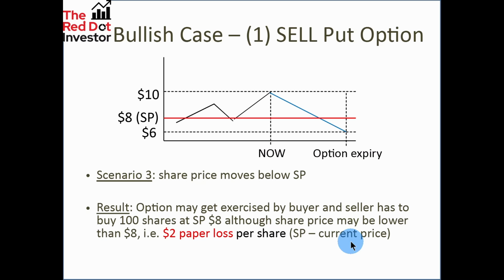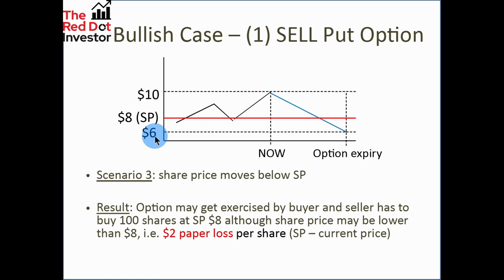So let's view this in another way. Right now the share is trading at $6, but as a seller, I have entered an agreement whereby I'm obliged to buy the share at $8 if the share price moves below $8. So I have to buy the share at $8 as a seller. And if I want to close the share position, I have to sell immediately at $6, which means that I'll incur a $2 loss per share. But we call this a paper loss because right now I have not closed this position. I've owned the shares at $8, but the share is trading at $6, which means on paper I have a $2 loss per share.